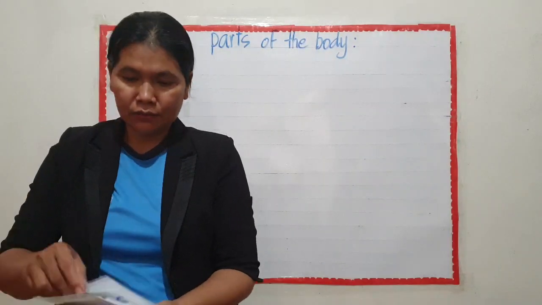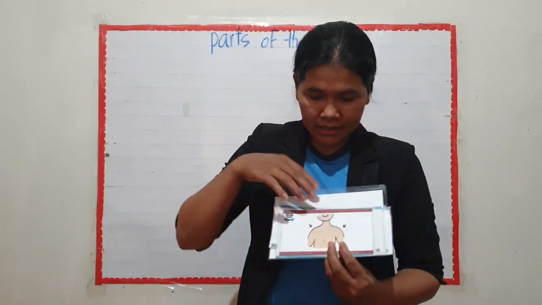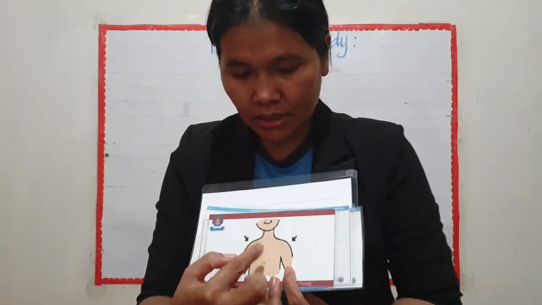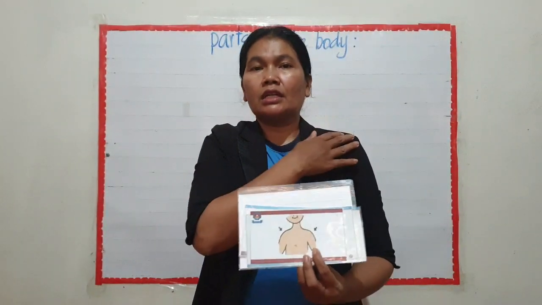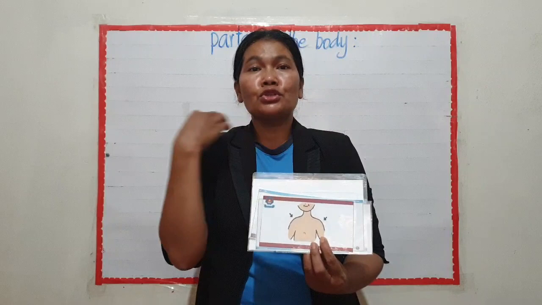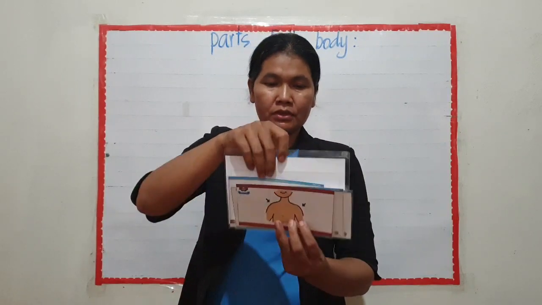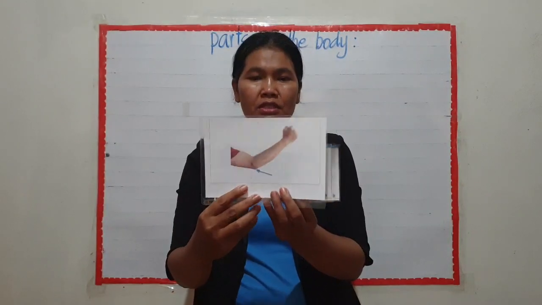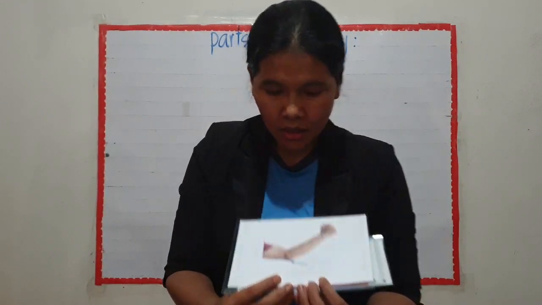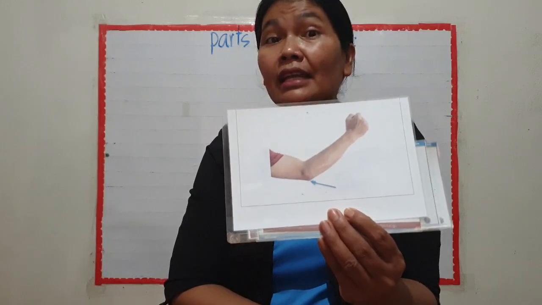Now look at this one, everyone. Do you see teacher's picture? I'm sorry, it's a little bit small. Shoulder. Follow me, shoulder. Okay, one more. Teacher would like to show you. Can you see this one? This one is a little bit bigger. Here, elbow. Again, elbow.